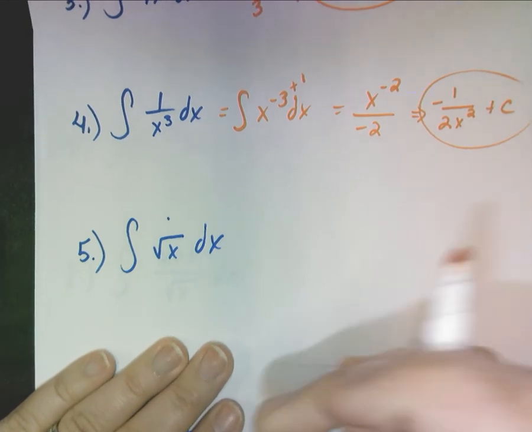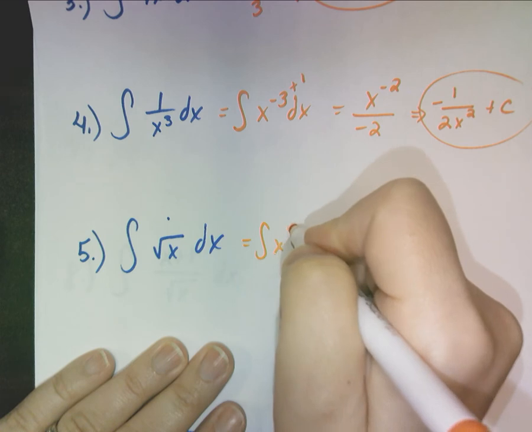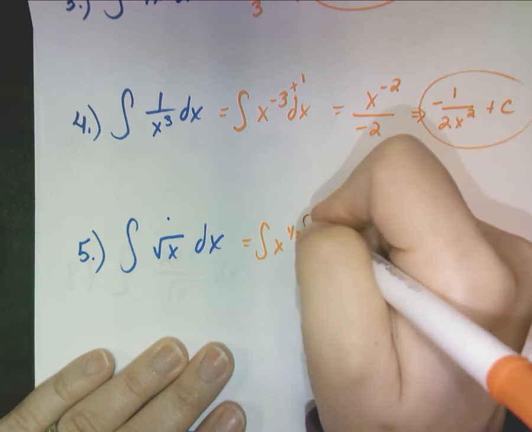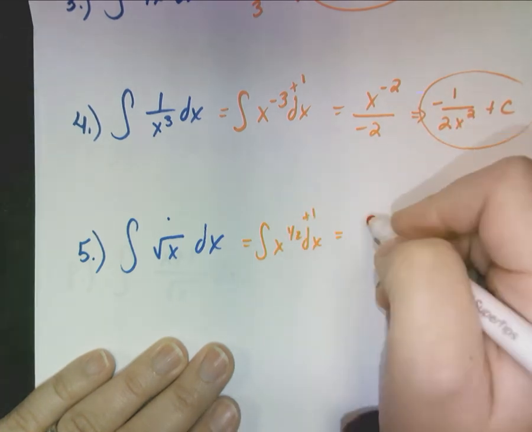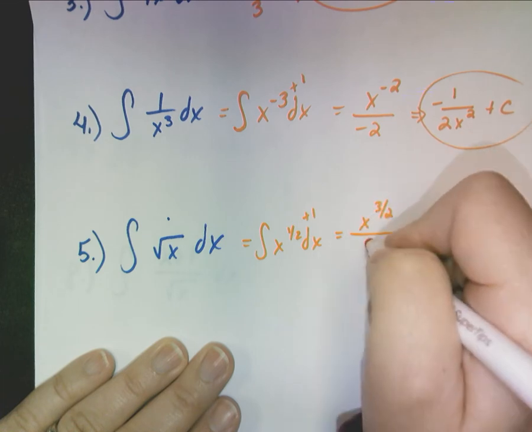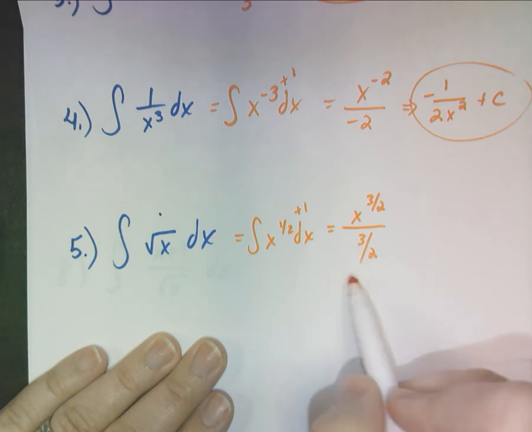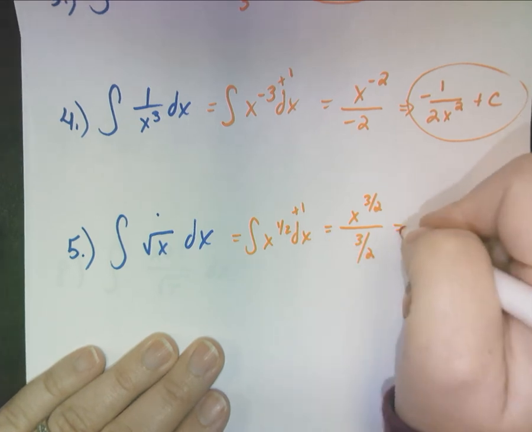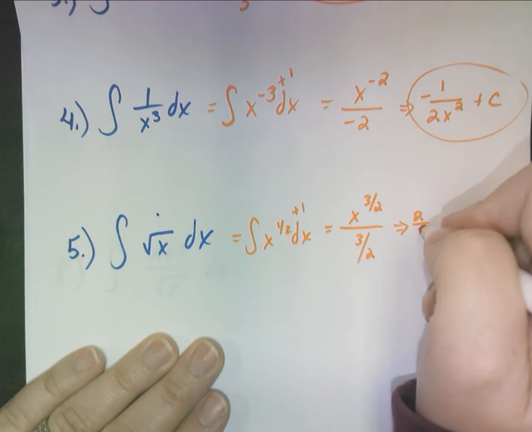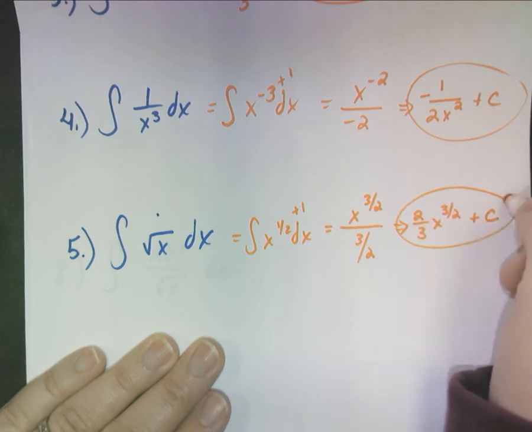All right. Number 5, square root of x. That's just x to the 1/2. Add 1. So that would be x to the 3/2, and then divide by 3/2. Well, when you divide by a fraction, you multiply by its reciprocal. So really, this becomes 2/3 x to the 3/2 plus c.